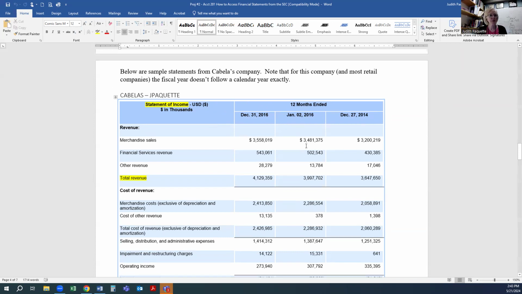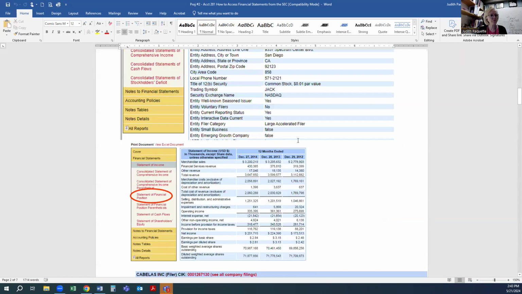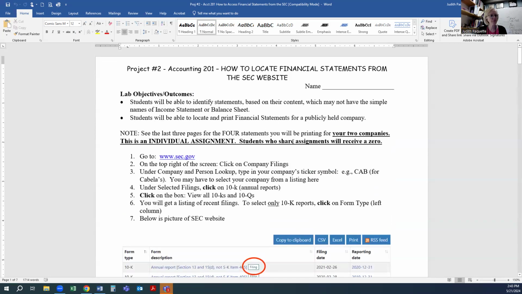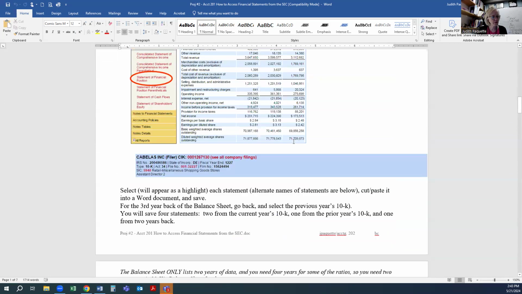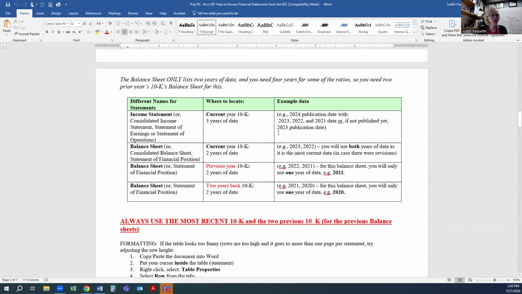So your assignment is to get, let's go back up here. Where did I put it? Sorry for all the scrolling. Your assignment is to get the income statement for 3 years. So that's going to be one document. I mean, 1 page.